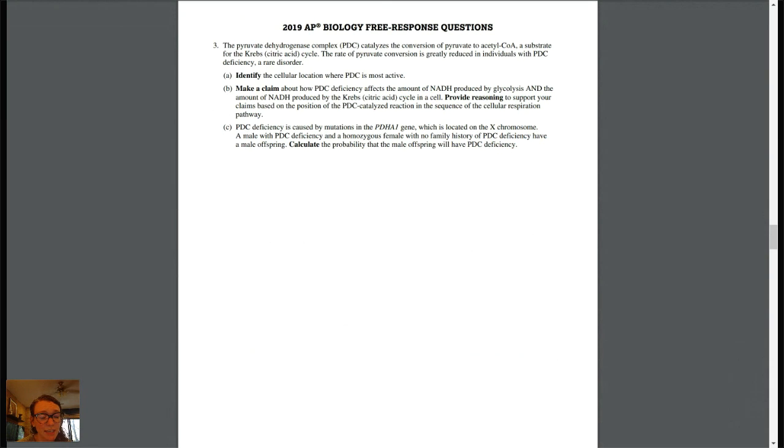C, PDC deficiency is caused by a mutation in a gene located on the X chromosome. A male with PDC deficiency and a homozygous female with no history of PDC deficiency have a male offspring. Okay, so you have a male with PDC deficiency, so they only have one X. Okay, so I really wish, okay, wait, here we go. This might be helpful.